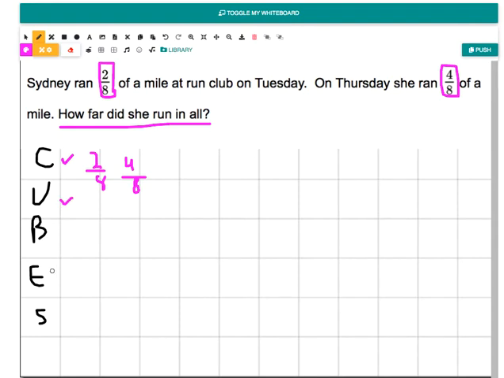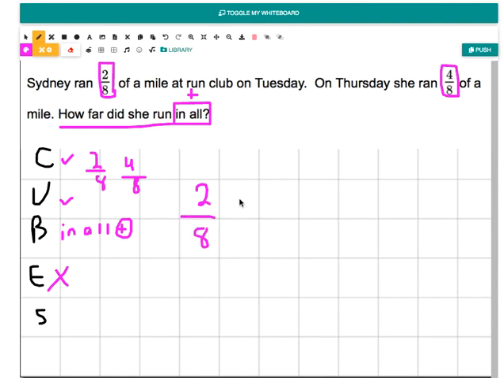And then we're going to go ahead and box our keywords. So Sydney ran 2/8 of a mile at Run Club on Tuesday. On Thursday she ran 4/8 of a mile. How far did she run in all? And we learned this year that in all means addition. So I'm going to write in all right here. And I'm going to put my plus sign. I'm actually going to circle it so that I know it's a plus sign. And there's no extra numbers to eliminate, so I'm going to X this off. Then all we have to do is solve. So we're just going to set up our problem.